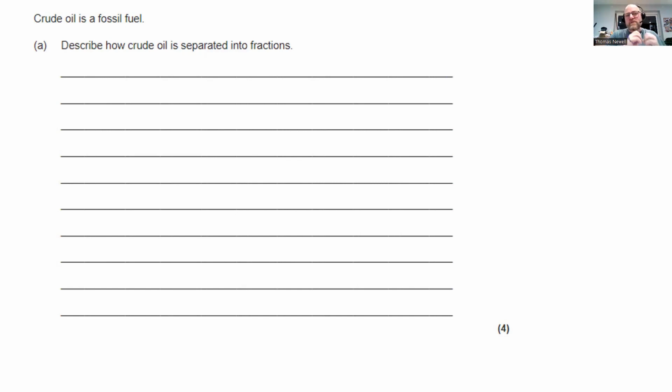Then the fractions are different sizes. Some molecules are big, some molecules are small. They have different boiling points because of this. Big ones have higher boiling points. Smaller molecules have lower boiling points. Which ones go further up the tower? The smaller molecules go further up. That's another mark. Bigger molecules come off at the bottom.